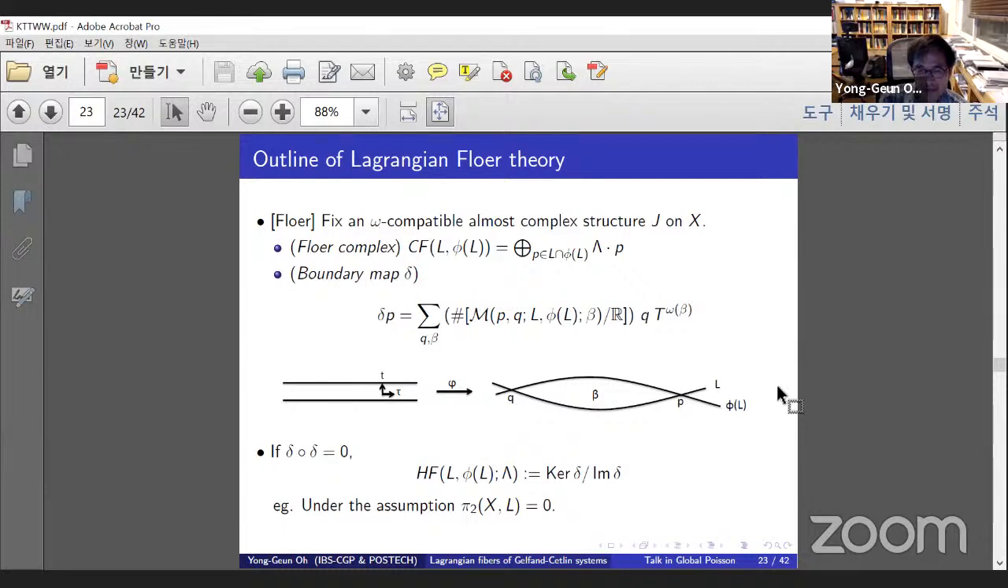If this particular map has the boundary property, in other words, if delta square is 0, then you can define the flow, these homologies. That's what these days is called flow homology. And this boundary condition is satisfied, for example, if the relative pi2 of L is 0.